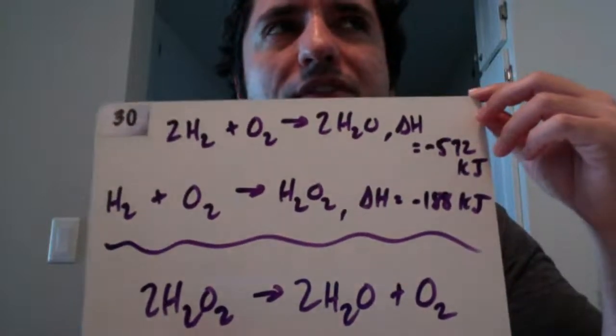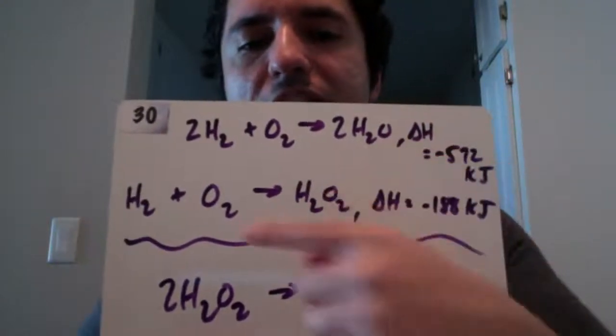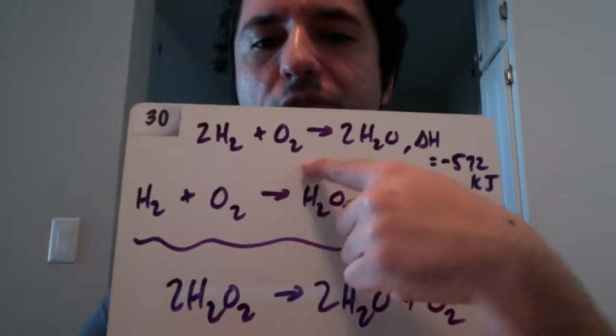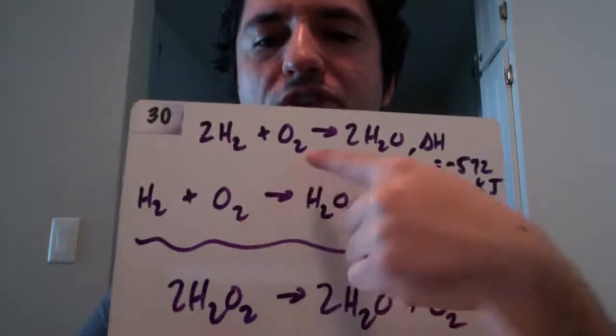Another thing to keep in mind though is once you do all these flips with these equations here, if they're on the same side, like right here, we have O2 on the left and we have O2 on the left here. If they're on the same side, they add. So this is really 2O2.